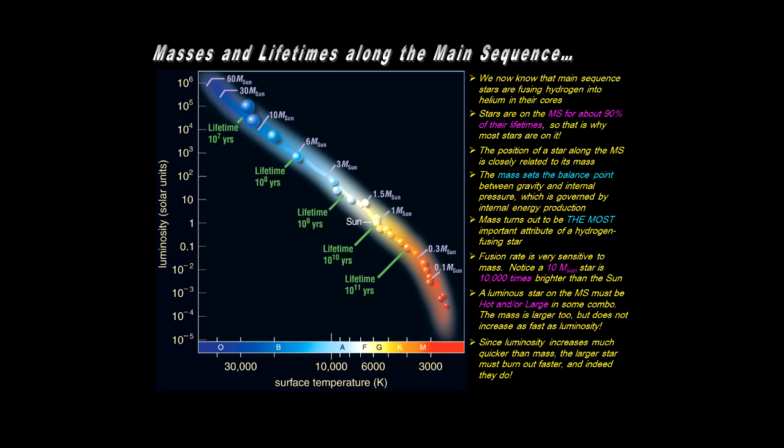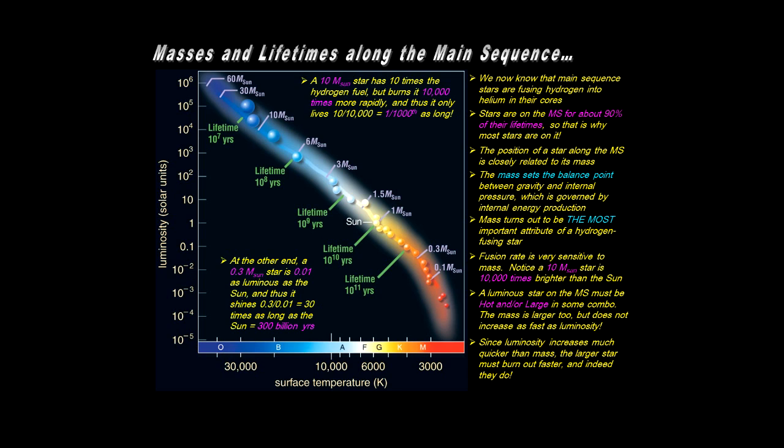Because as you increase mass, the luminosity increases faster, the larger star must burn out faster. That's just a necessary logical consequence. As a for instance, this 10 solar mass star, 10 times the hydrogen fuel. So if you think, okay, I've got 10 times the fuel, it should burn 10 times as long if it's burning at the same rate. But it's burning 10,000 times more rapidly. Therefore, it only lasts 1,000th the time that a 1 solar mass star would. So it burns out 1,000 times quicker.